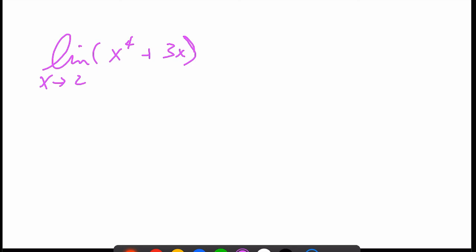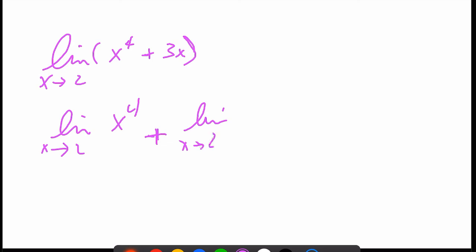So if this is my thing, what am I going to do? Well, I'm going to separate it out and go limit x to the 4th, x approaches 2, limit plus, that's a plus sign. Couldn't you tell? X goes to 3x. Right? Yeah? So that 16 plus 6 is 22.